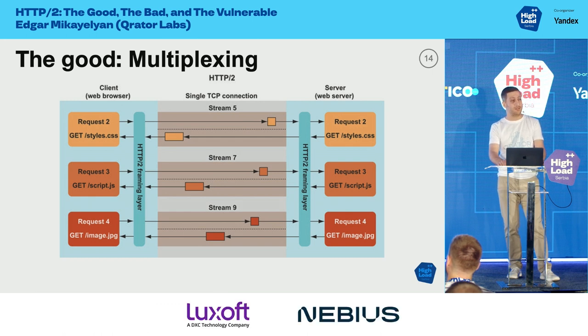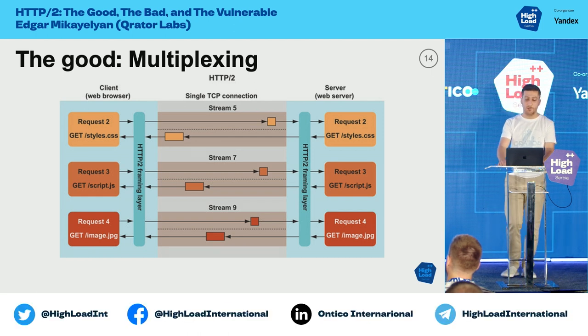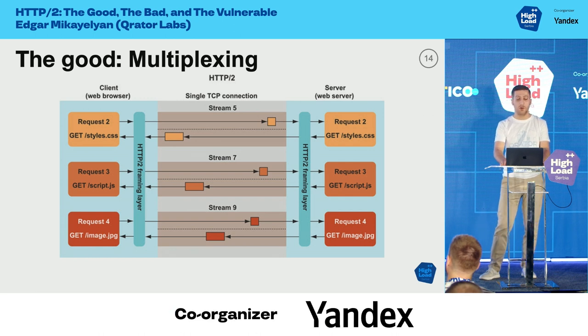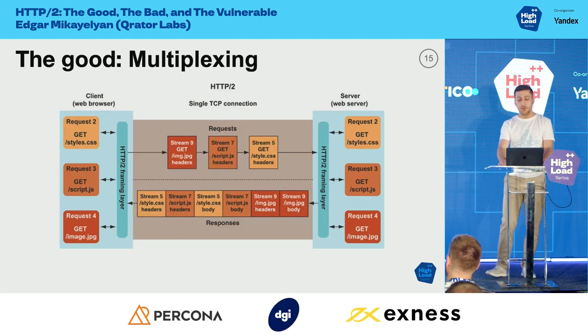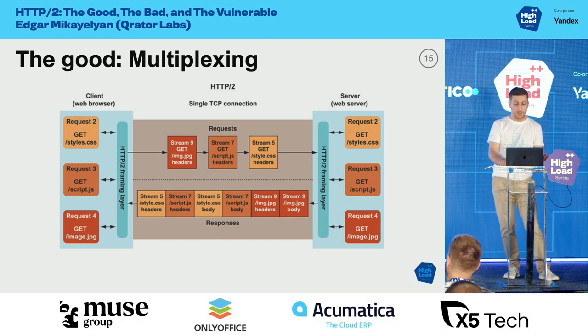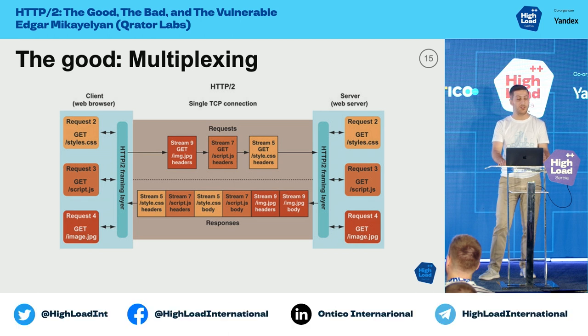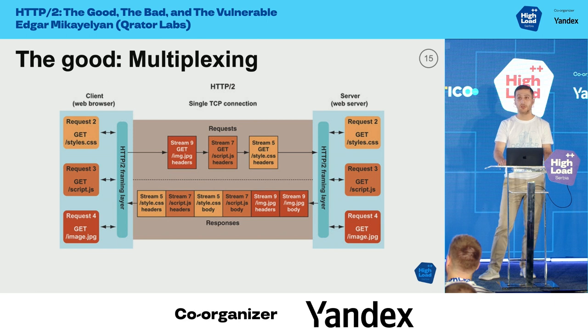A new concept, stream, is added. A stream is a bidirectional flow of bytes within an established connection, which may carry one or more messages and has its own ID. The new framing layer in HTTP/2 removes the limitation of the previous versions and enables full request and response multiplexing. It achieves this by allowing the client and server to break down an HTTP message into independent frames, interleave them, and then reassemble them on the other end.